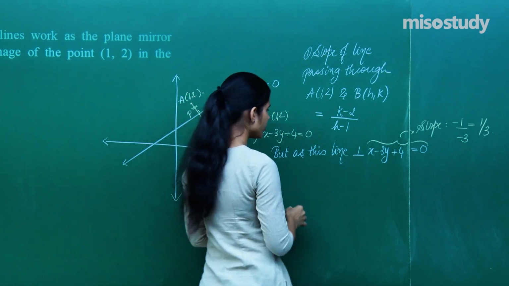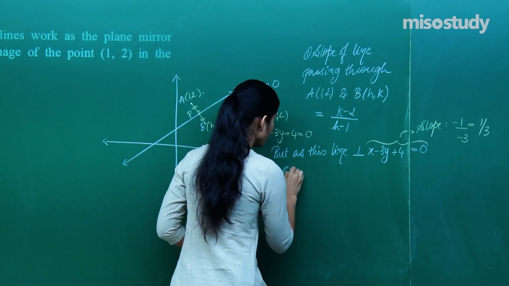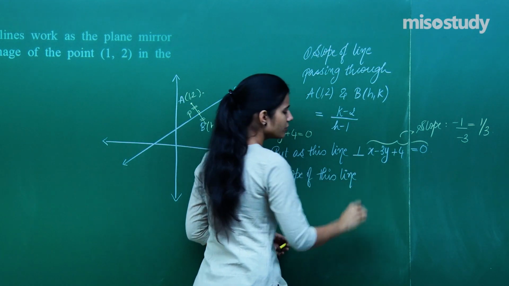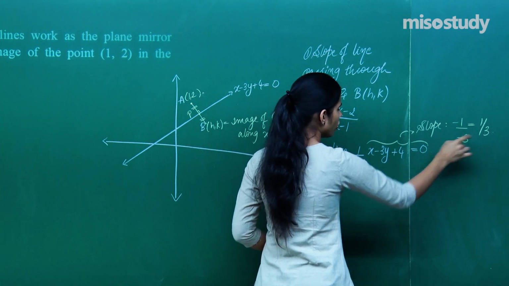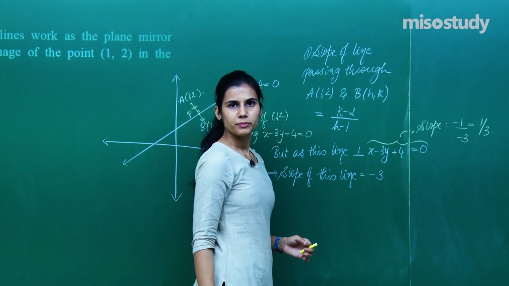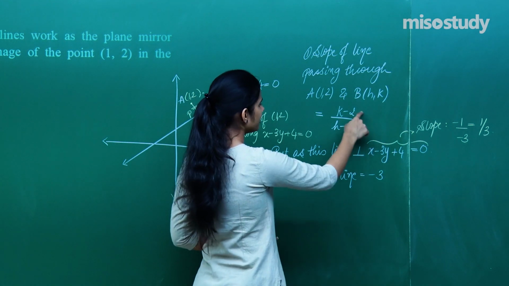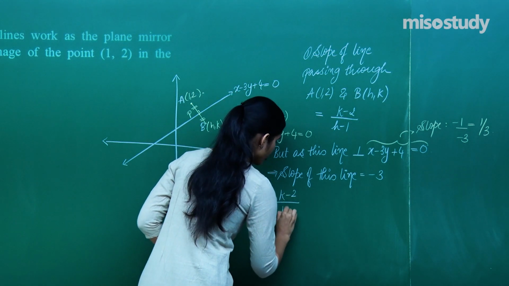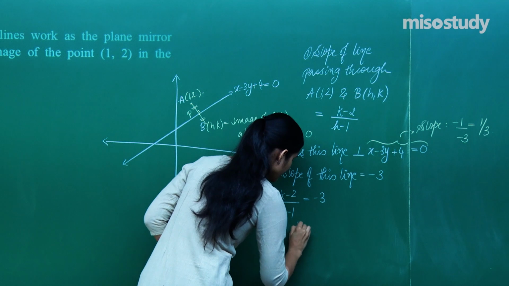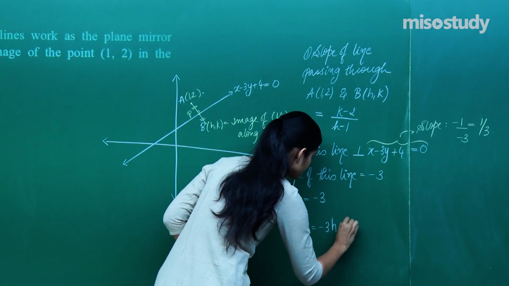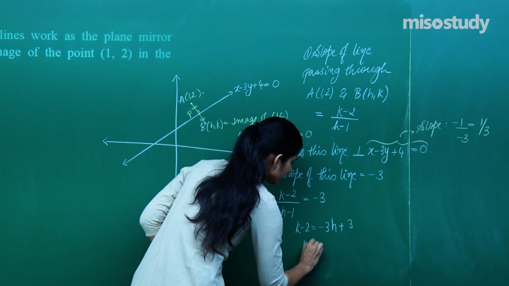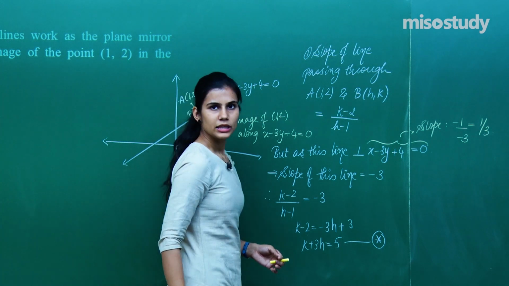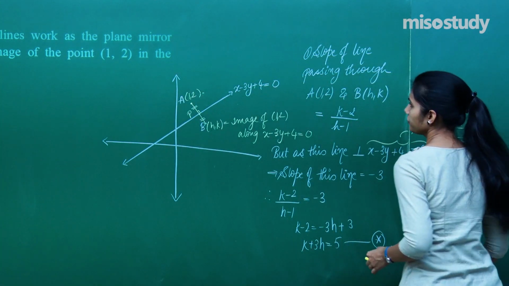So if these two lines are perpendicular, that means the slope of the line passing through 1, 2 and h, k will be the negative reciprocal of this slope because they both are perpendicular. Now slope is given by this also and this also. We get k minus 2 upon h minus 1 equals minus 3. That is k minus 2 equals minus 3h plus 3. So k plus 3h equals 5. Fine.